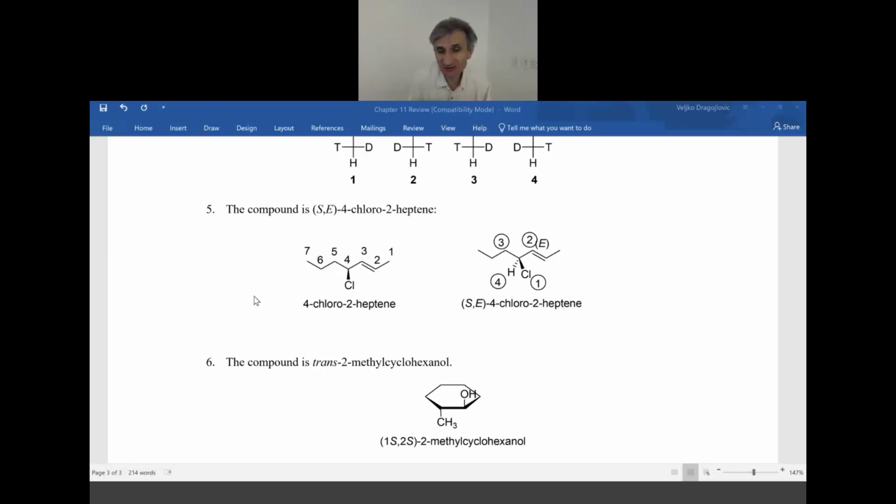And then the second most common mistake is that students either figure out that this is S 4-chloro-2-heptene, so they indicate S-4-chloro-2-heptene, or that this is E double bond, E-4-chloro-2-heptene, but not both. Actually, you have to state both.